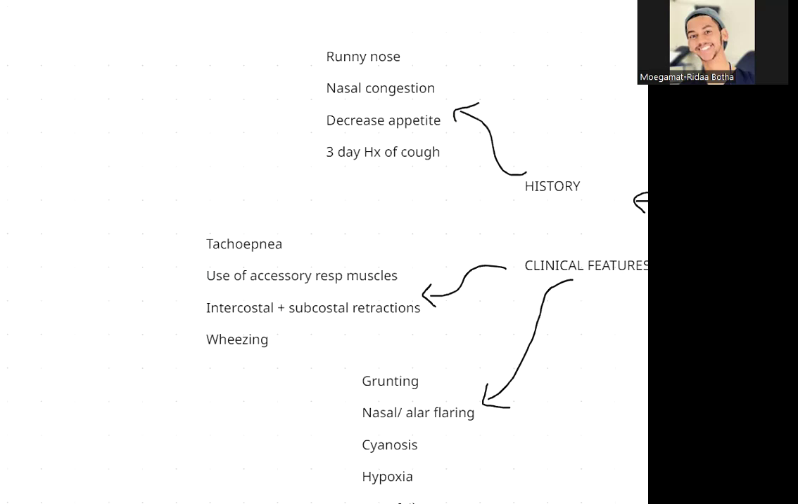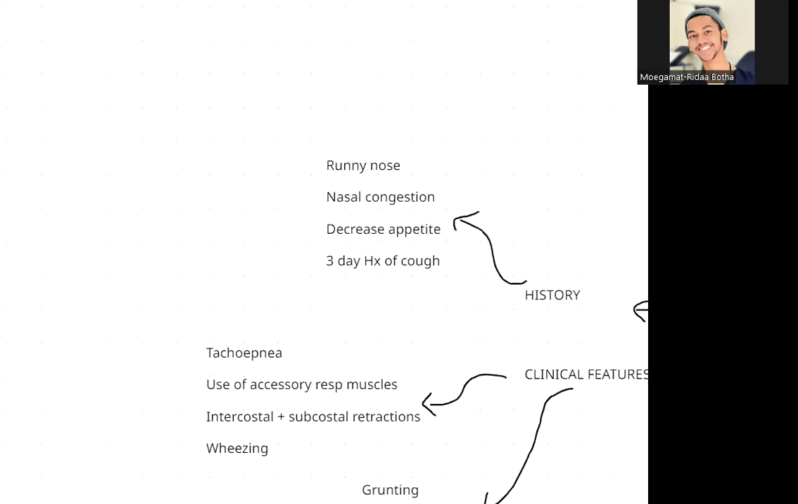So basically on history, plus minus fever, meaning there could or could not be a fever. The patient doesn't have to have a fever if they have bronchiolitis. And in some cases, urine analysis or urine culture can be considered to rule out a UTI, especially in uncircumcised males.